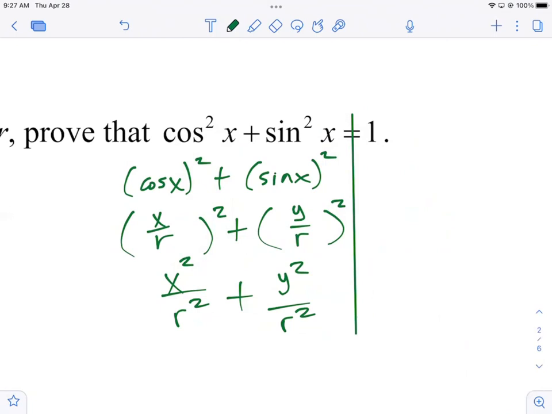I'm starting on the left, and every time I'm doing another line, I'm looking at the right side because I want to make sure I'm getting closer and closer to my target. You don't want to be moving away from it for too long. Sometimes you might take a scenic route, but I noticed that the right side is a single term. It's one term. My left side has two terms. Yes, two terms. And now they're fractions.